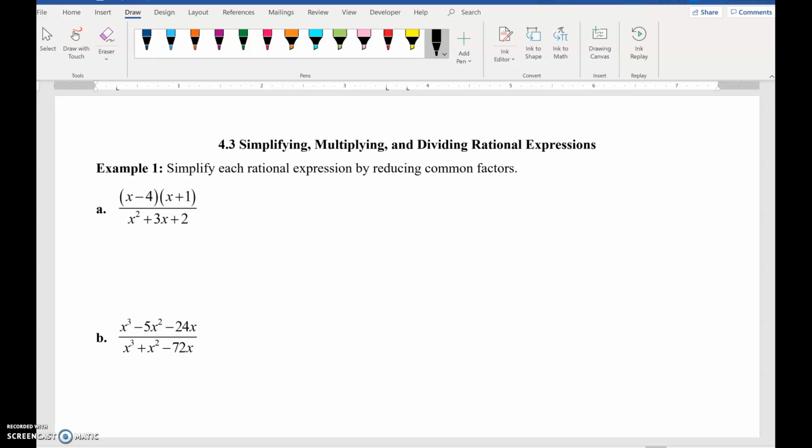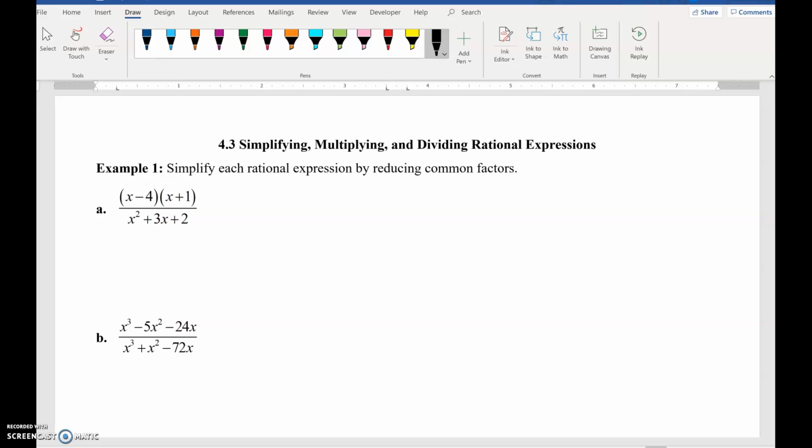All right, 4.3, which is simplifying, multiplying, and dividing rational expressions. So last section, 4.2, we learned how to take rational functions and turn them into reciprocal functions, and then we ended with simplifying them. And so we're just going to quickly go over again simplifying and factoring, because factoring is going to be super important for this section. So let's jump right in.